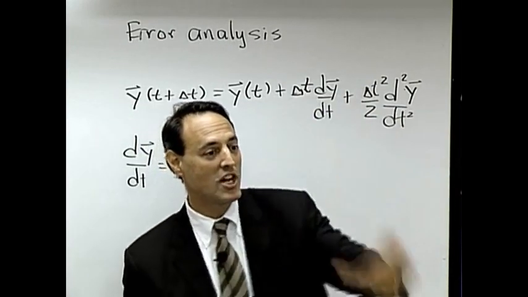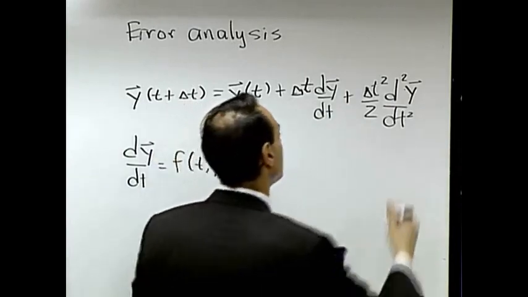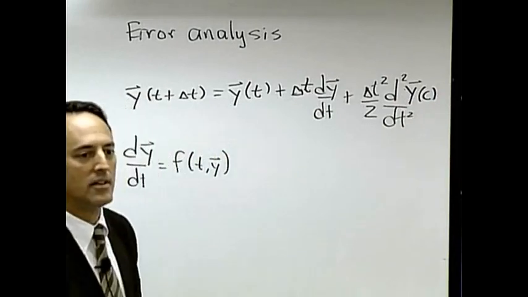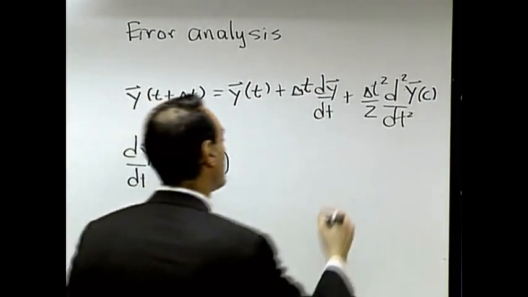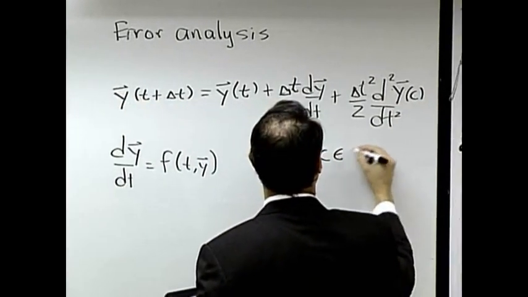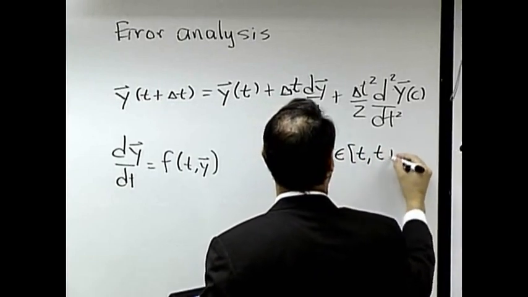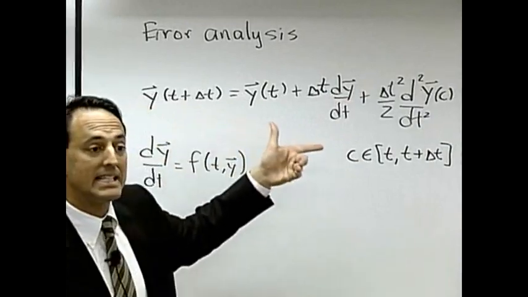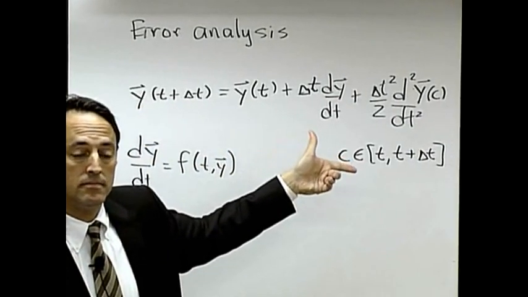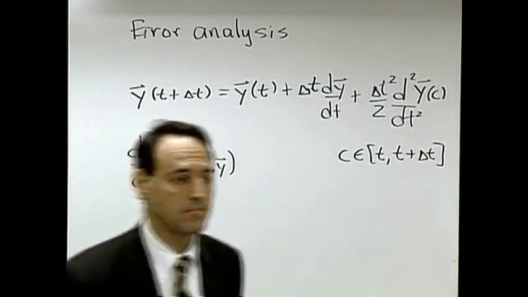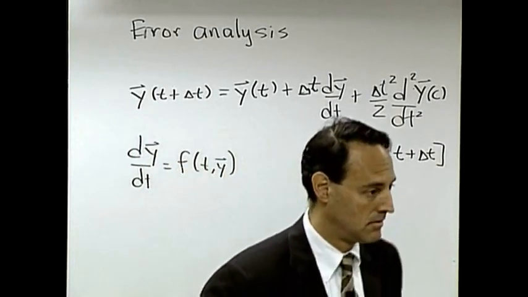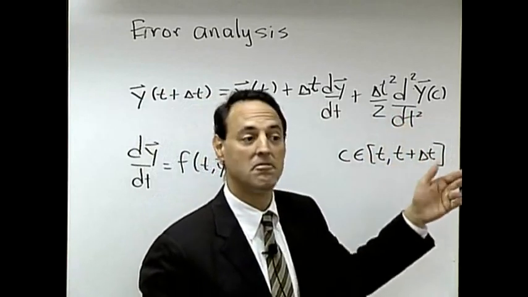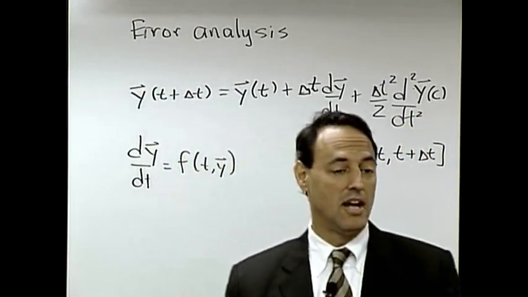Or you can truncate. And you can say, I will truncate right here. I'm going to evaluate that thing at some c. I don't know where that c is, but what I do know is that the c lives somewhere between t and t plus delta t. This is exact. Okay? I haven't made any approximations. The only problem with it is I don't know what c is. Fair enough. Still, I have an exact formula.